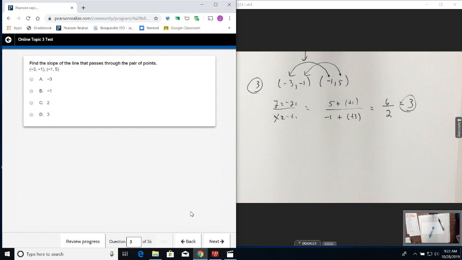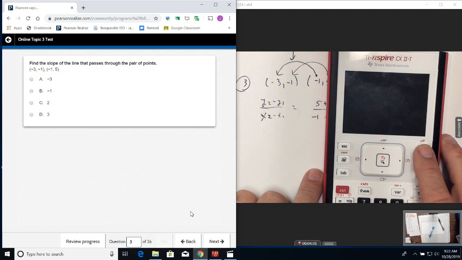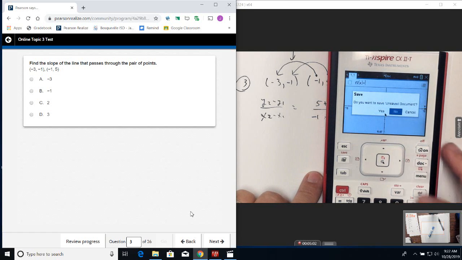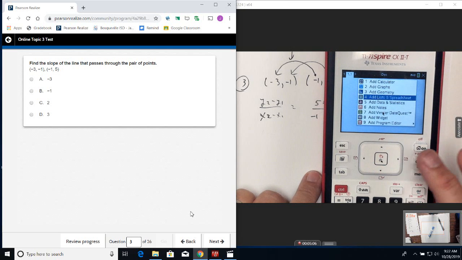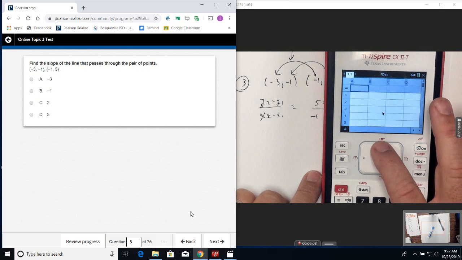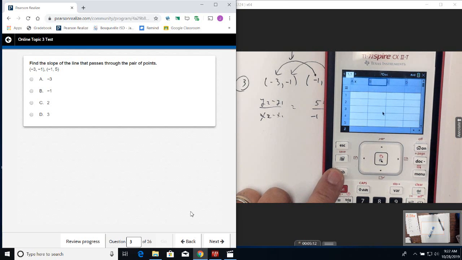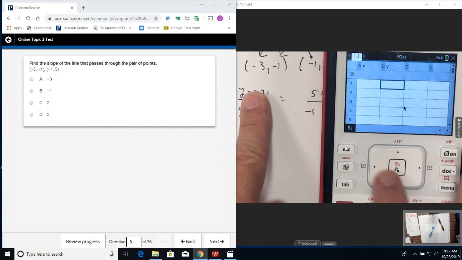Does anybody know another way of coming up with a slope using technology? How could we come up with a slope using our calculator? Okay, so turn it on, go to your home screen, go to New Document, don't save your last one. Add Lists & Spreadsheets. Title this as X, for my X coordinates. Tab over, title this as Y for my Y coordinates. So I can zoom in there a little bit.